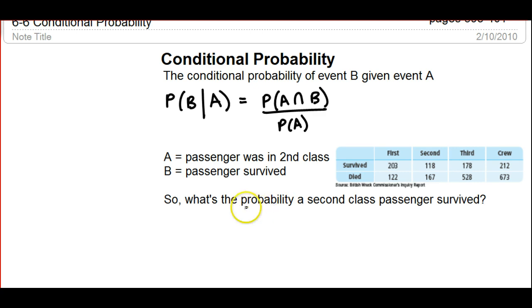So remember that the first thing that's mentioned is going to be your denominator, so second class passenger. So we're going to call that event A, and we're going to find out what that number is. So a second class passenger is going to be the 118 and the 167. So that's going to be on the bottom. And then a second class passenger that survived, that's going to be the intersection of the two. So that's going to be A intersect B.